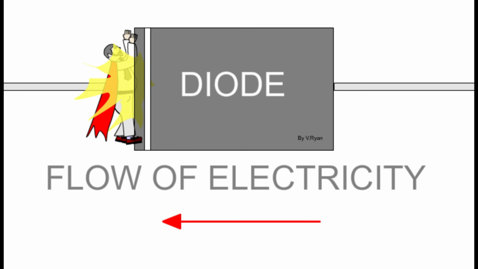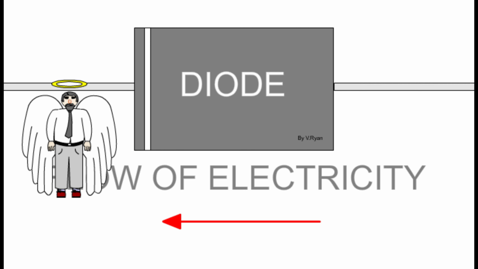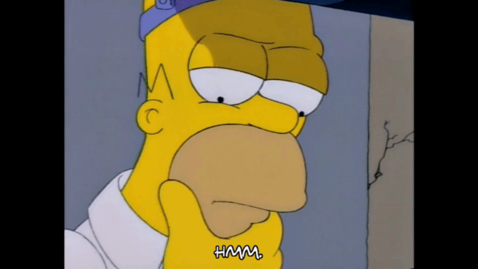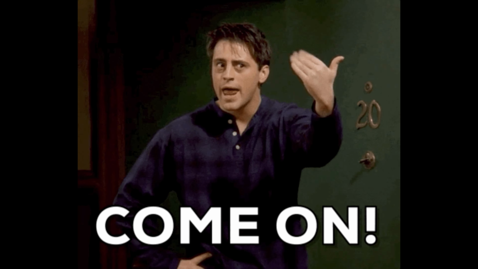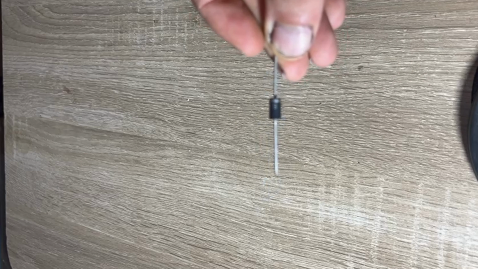The diode's function is to make the electricity flow in one direction and not flow in the opposite direction. But what is the effect of this function on a sine wave? Let's see. Circuit components. Our main component is the diode.